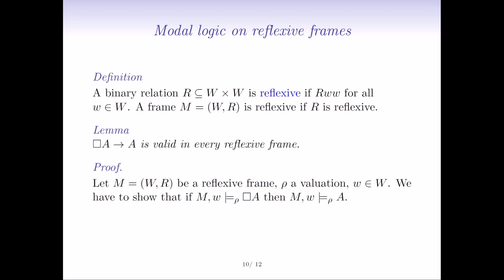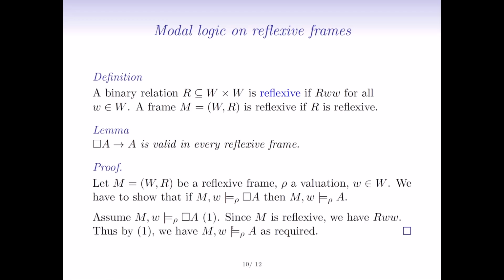So let's take rho to be some arbitrary valuation, and let's take little w to be an arbitrary world in the model. And because we're showing an implication, box A implies A, that means showing that if box A is true at the world w, then so is A. Now, actually, here's the proof in another two lines. So let's assume then that the formula box A is true at w. So we have to show that A itself is true at w.